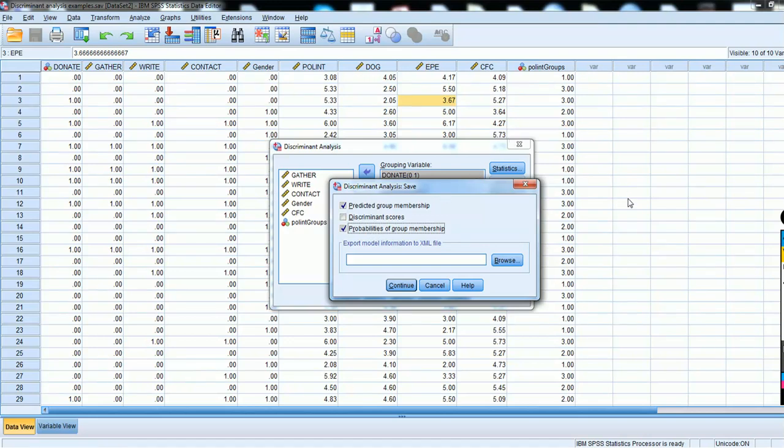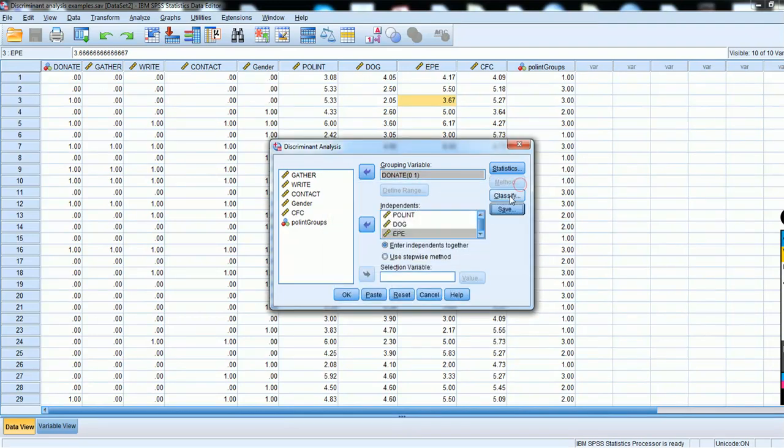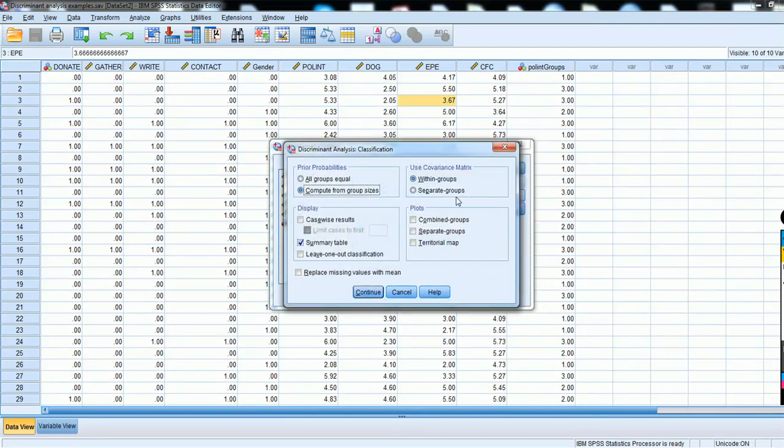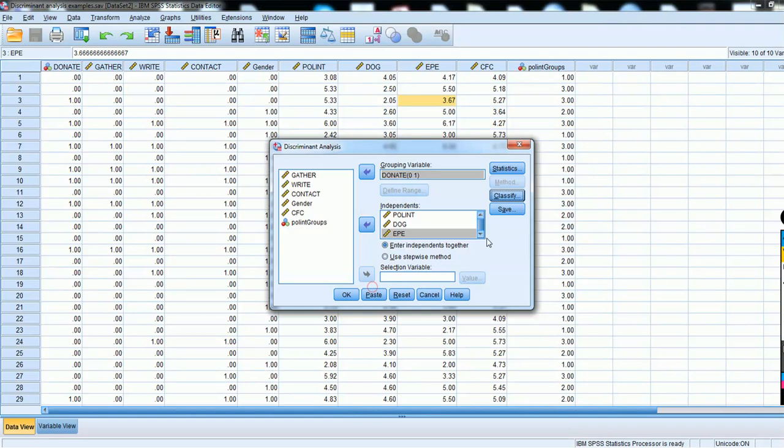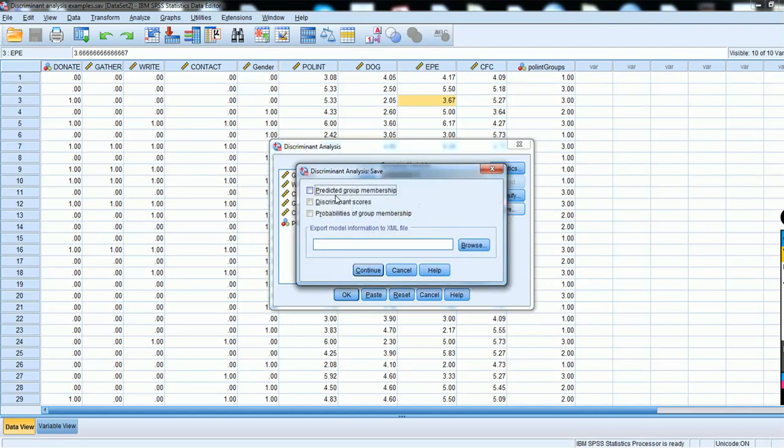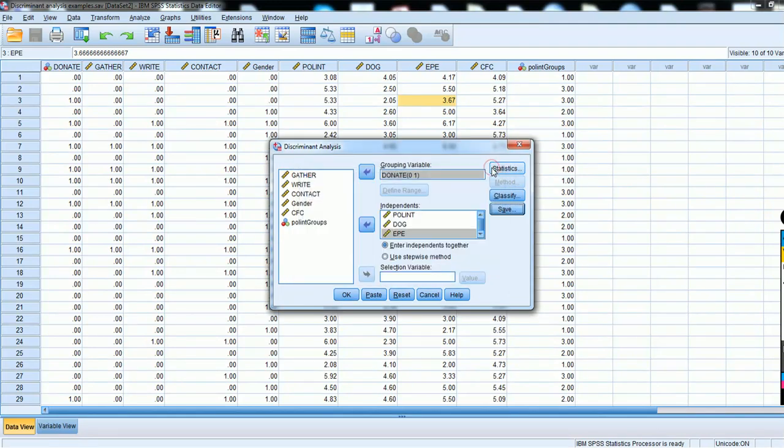So basically if there's a high probability that a given case falls into group 1, then the predicted group membership would be 1, and then the summary table that we saw under Classify right here would allow us to look at the correspondences between predicted and actual group memberships. I'm not actually going to ask for this information here, but this is just to let you know that this is information that you can generate, and what it would generate is additional columns in your SPSS output that would contain predicted group memberships and the probabilities associated with your group memberships.